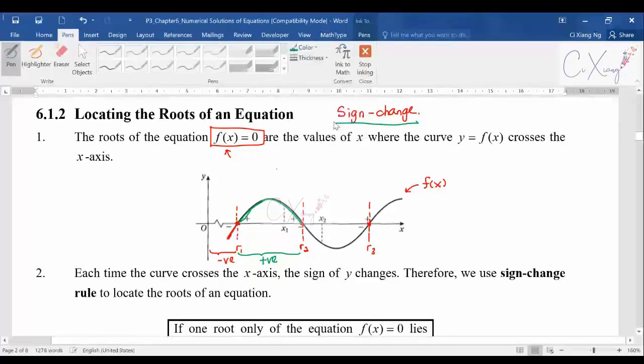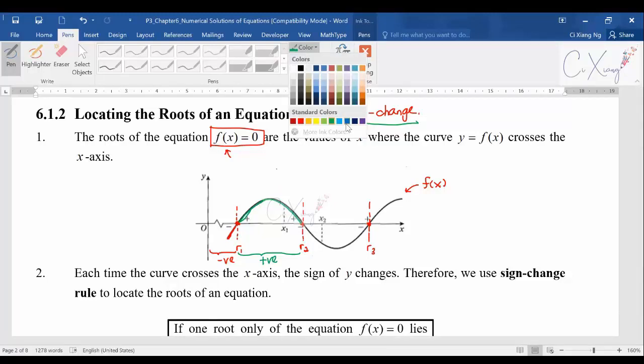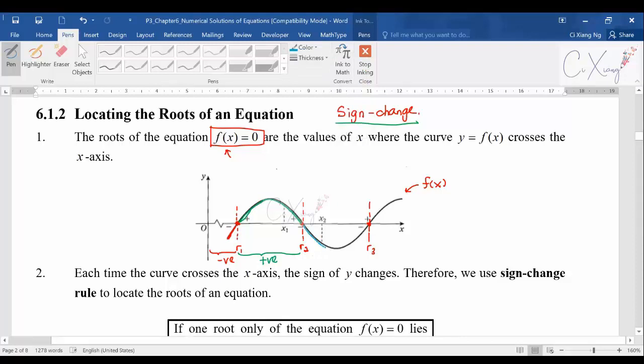We can observe another one on root number 2. If you substitute any value before root number 2, but of course larger than root number 1, so any value larger than root number 1 and less than root number 2, from the graph you can see that you get a positive value. But if you substitute a value after root number 2 into f(x), you will see that the value you get is negative. So again, before root number 2 you get a positive sign, and after root number 2 you get a negative sign. Before and after the root, you can see the sign change again. The same thing applies for root number 3.